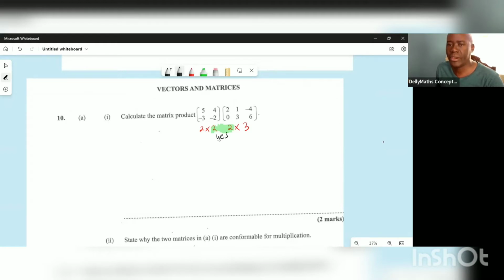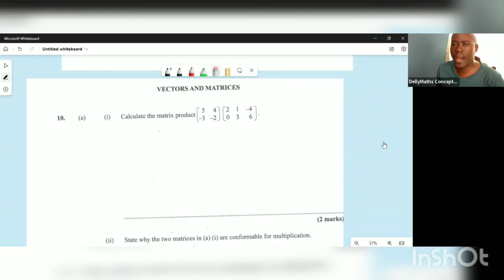And then the other two on the outside will tell me the shape of the new matrix. So my new matrix will take on a 2 by 3 shape. That's what the new matrix will look like. All right, so let us go about dealing with that.